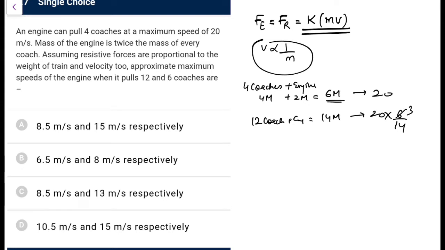So what we are left with is 3 by 7. So it is 60 by 7. 60 by 7 is 8 point something. So 8 point something, we have 2 options. Okay. Next one, 6 coaches. So 6 coaches, 6m plus 2m, that is 8m.